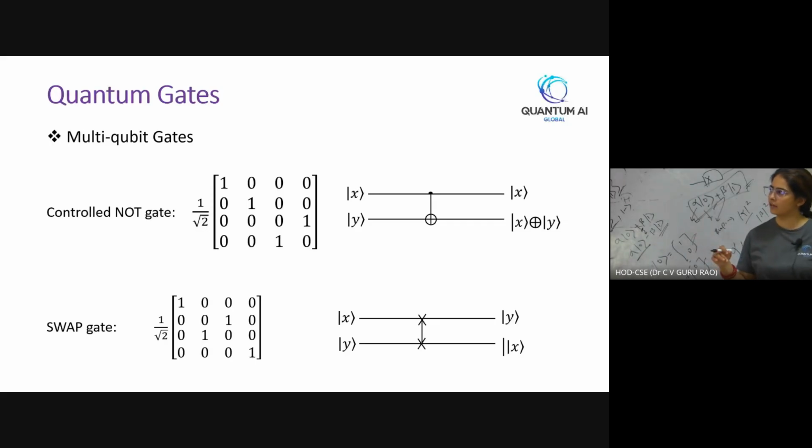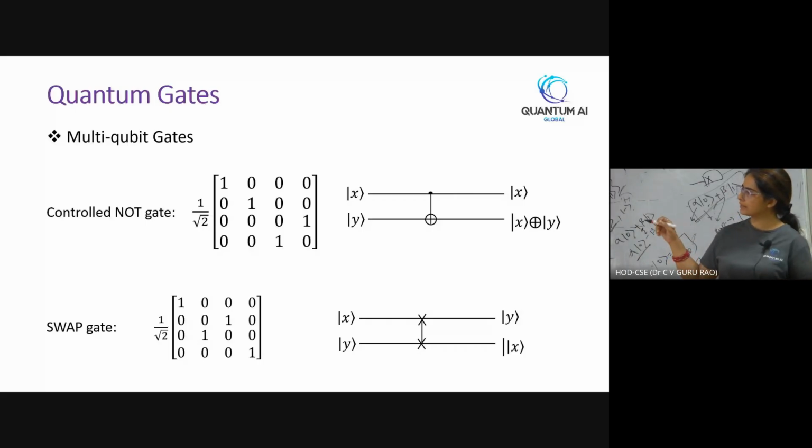Multi-qubit gates, there are two main important multi-qubit gates: the CNOT gate, controlled NOT gate, and the swap gate. Okay. So the CNOT gate is a controlled NOT. Whenever the control qubit is in state 1, the target qubit gets flipped. Okay, so that is our controlled NOT gate.